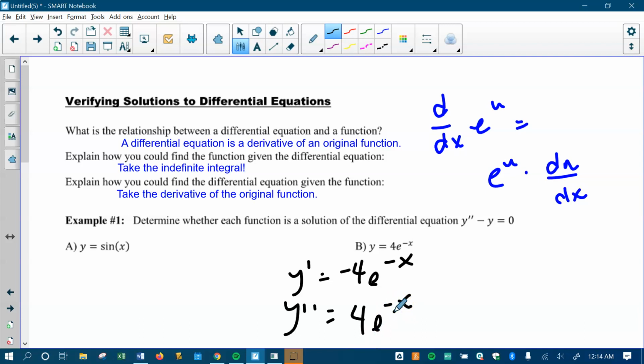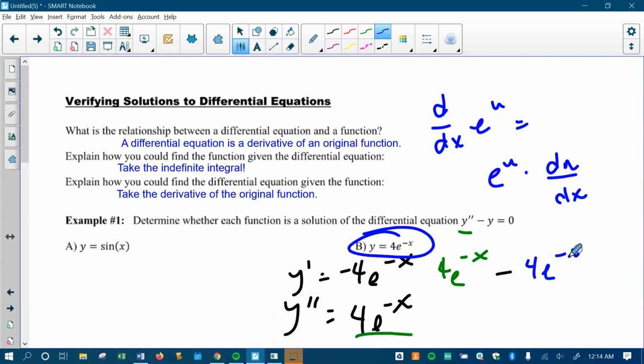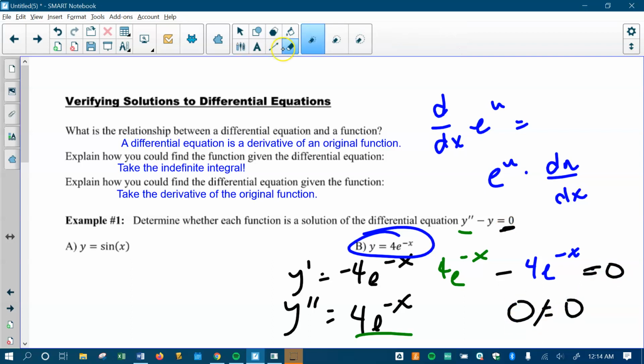And oh my gosh, this is so amazing. Let me just redo that, that looks so much better. Okay, so now I'm going to do y double prime. So let's do 4e to the negative x. Now let's subtract the y. And what was the y? The y is this. So minus 4e to the negative x. And I want it to equal 0. I mean, that's what it's supposed to equal if this is a solution. And oh my gosh. Well, that equals 0.